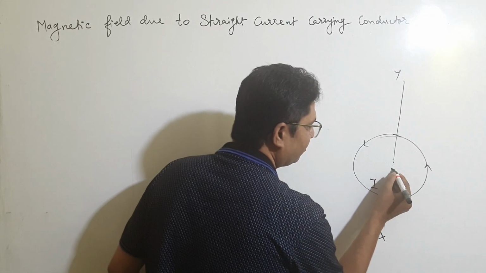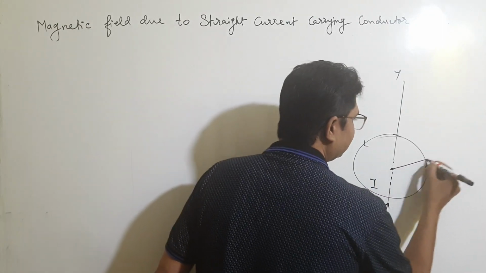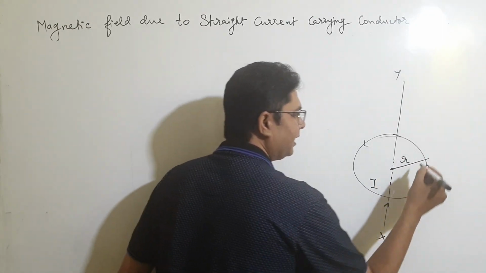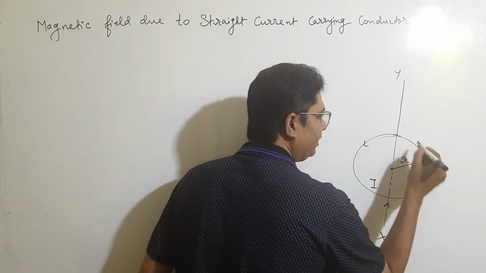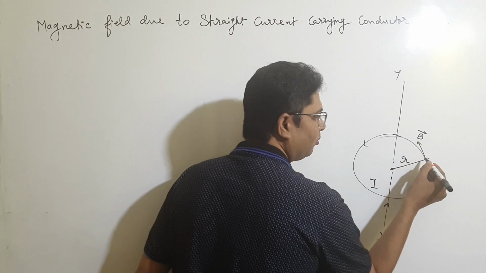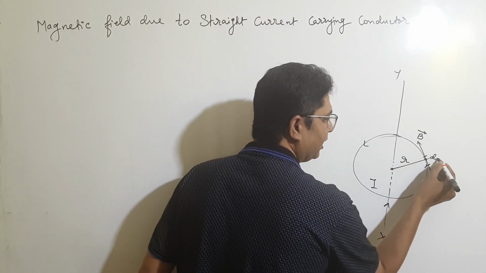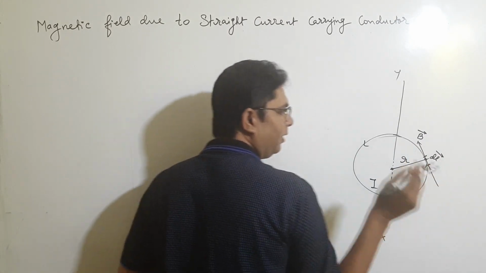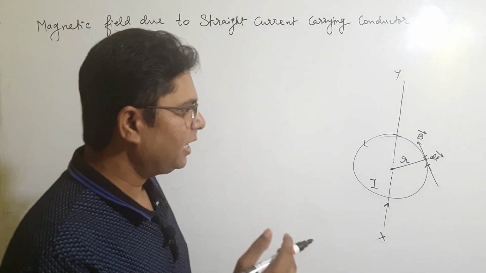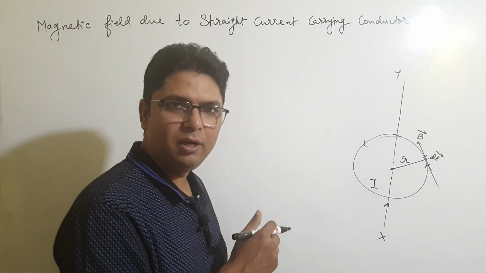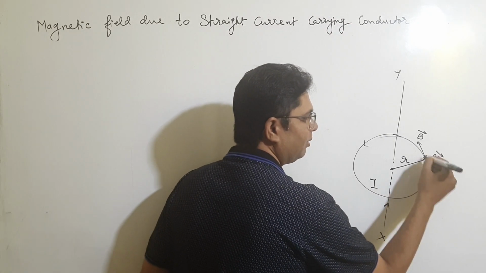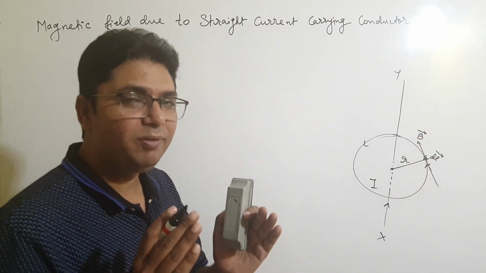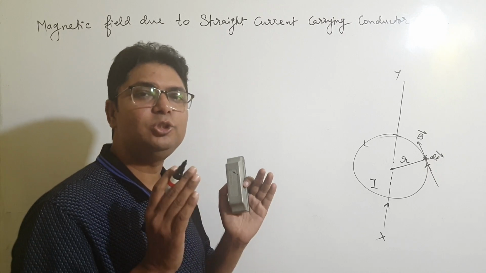This is the center of the loop. Radius is R. Let us take a tangent here. Then the magnetic field at this point is B. The small elementary length is dl. Elementary length dl and magnetic field B are both along the same direction. So the angle between B and dl is 0 degree.